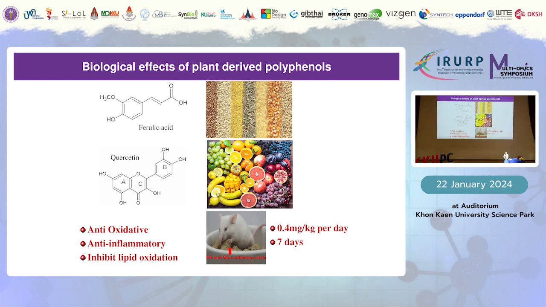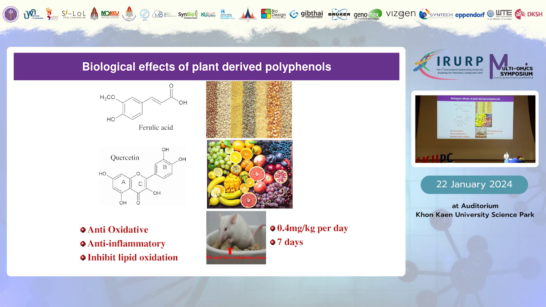So I'll just give you an example of how we use metabolomics to tease out the functions of microbes. This is what we're interested in, the phenolic compounds. They are present widely in our diet. We already know they have antioxidative functions, anti-inflammatory functions, and also inhibit lipid metabolism. So when you drink tea after a meal, it's very beneficial for your gut system.